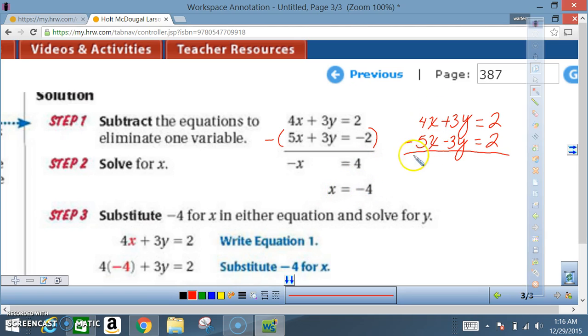So here I would get a negative x is equal to 4. I've got to get rid of that negative x. There's a 1 in front of it, so I'm going to put the 1 right there. That means I must divide through by a negative 1. And when I do that, x is equal to a negative 4.